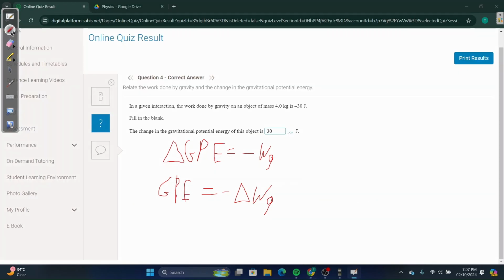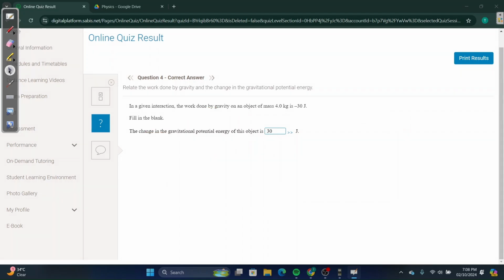We're not going to use the other one because they want the change in gravitational potential energy. So delta GPE is the negative work done by gravity. Now, the work done by gravity is negative 30 joules. So negative and negative make a positive. It's going to be positive 30 joules, because it's the negative of the work done by gravity.